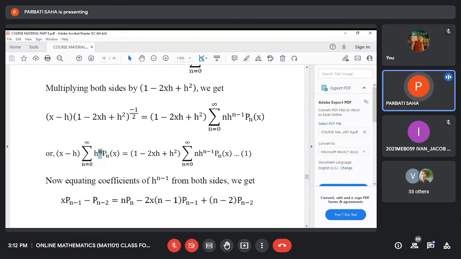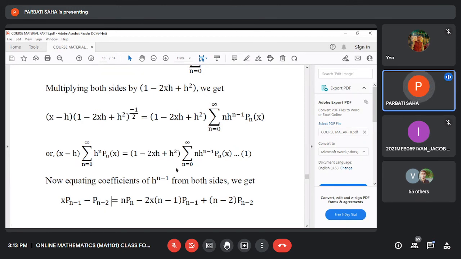So if n is replaced by n minus 2, then also this n will be replaced by n minus 2. Then the product of h and h to the power n minus 2 will give you h to the power n minus 1. So the coefficient of h to the power n minus 1, actually n is replaced by n minus 2, and when it is multiplied by h, it will give h to the power n minus 1. So n should be replaced by n minus 2. So it is minus P(n minus 2). This is the coefficient of h to the power n minus 1. These are actually the coefficients of h to the power n minus 1 on the left.